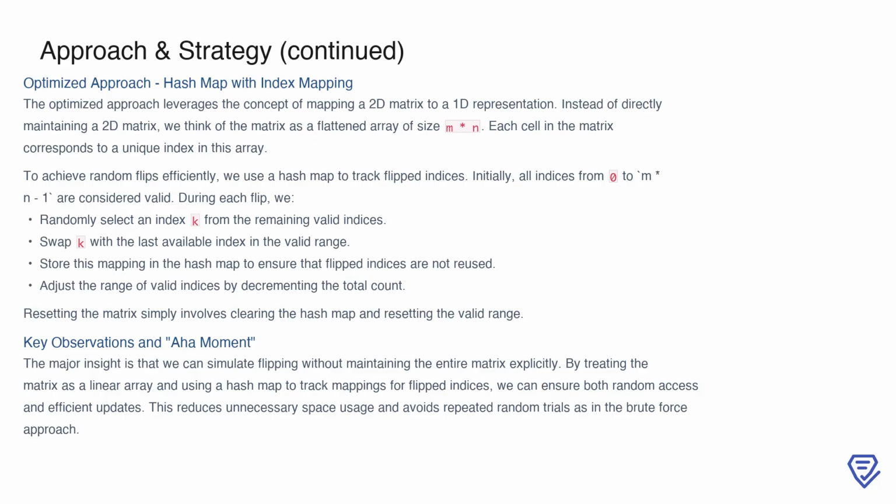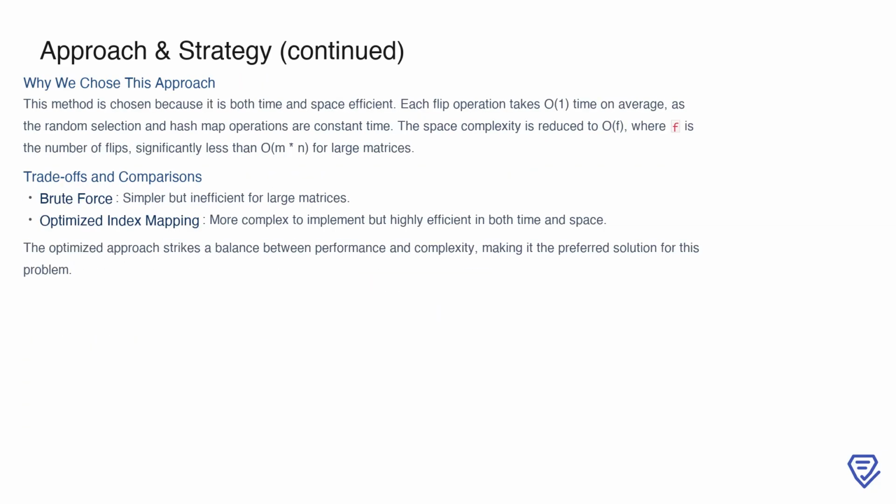The key insight here is that we avoid maintaining the full matrix in memory. By treating the matrix as a linear array and tracking flipped indices with a hash map, we achieve both random access and efficient updates, saving time and space compared to the brute force method. This optimized method is chosen because it strikes the right balance between efficiency and complexity.